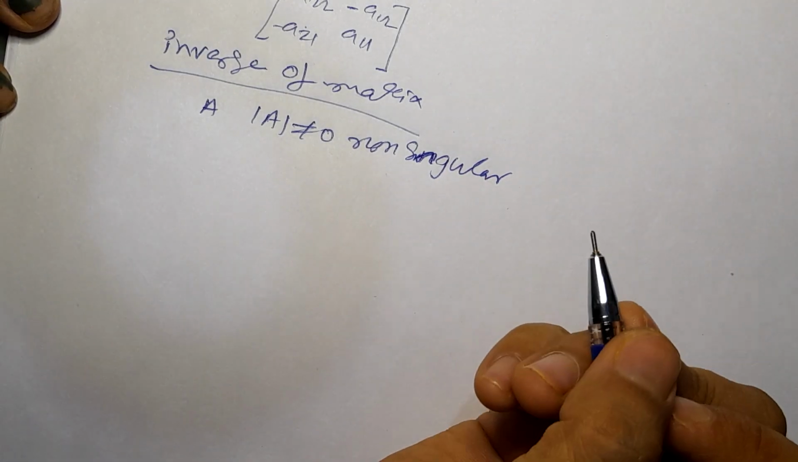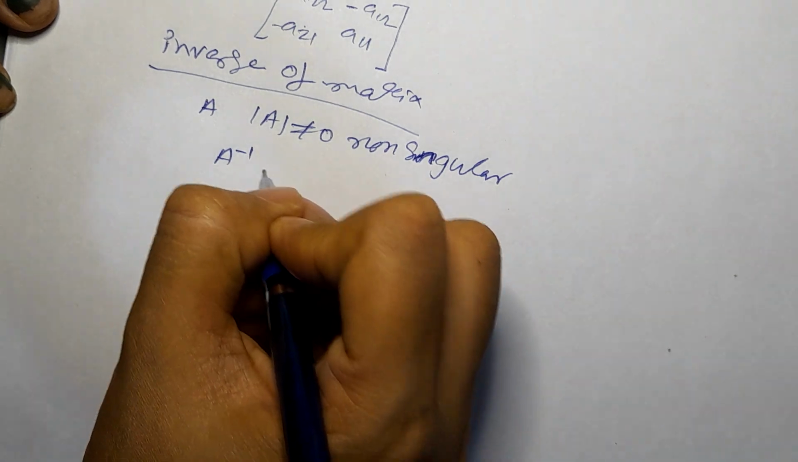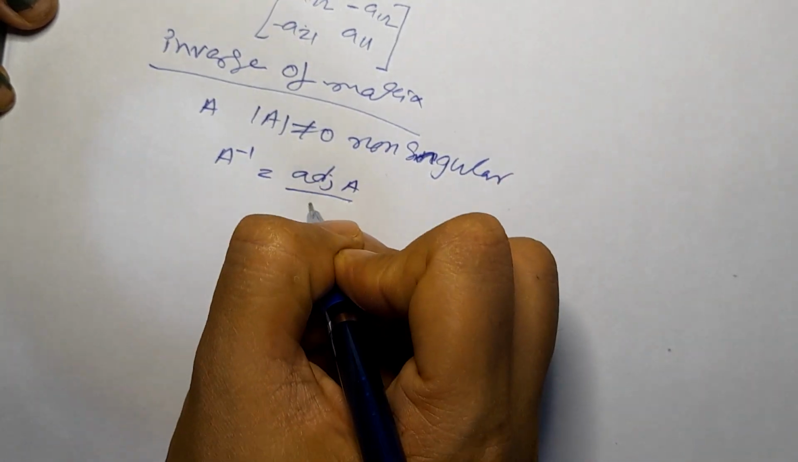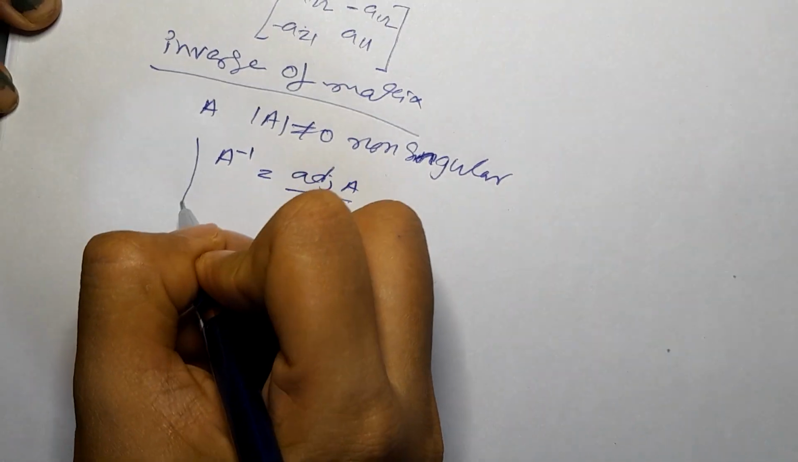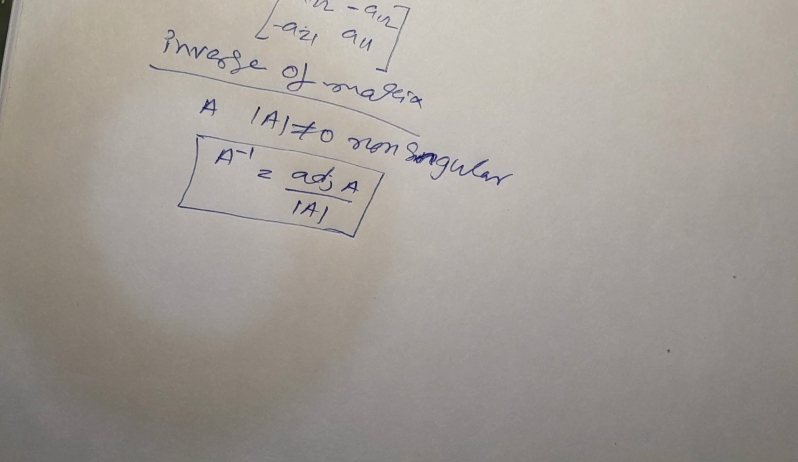If it is non-singular, then A inverse, this is the symbol of A inverse, is equal to the adjoint of A divided by the determinant of A. So this is the formula for finding A inverse: A inverse equals adjoint of A divided by determinant of A. So all the theorems and definitions are complete. Now it comes to the exercise.